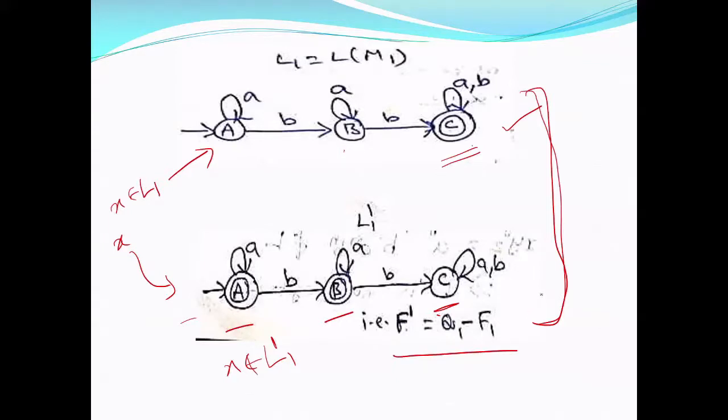So if this is the case, then what are the strings accepted? If the string is accepted here, it will be rejected because it will become a non-final state, and if the string is rejected here, it will be accepted because it will end in a final state. Right? So this is for M dash. L1 dash, that is the L of M1, let me call it M1C, M1 complement, is nothing but L1 dash, right?